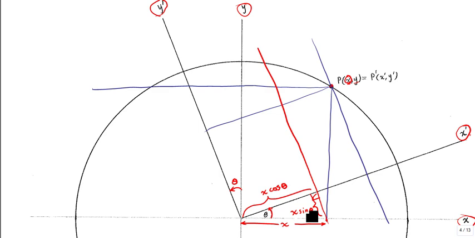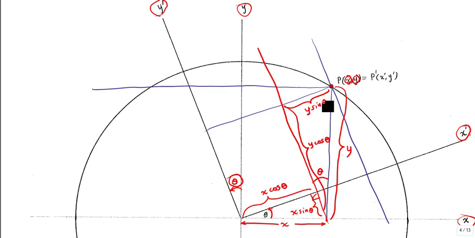Okay, very good. Notice that this angle here is the same theta angle as we did over here. And notice also that this distance here is the y, which is this coordinate. Okay, that means that this amount here is the y times the cos of theta. That means that this is going to be the y times the sine of theta.